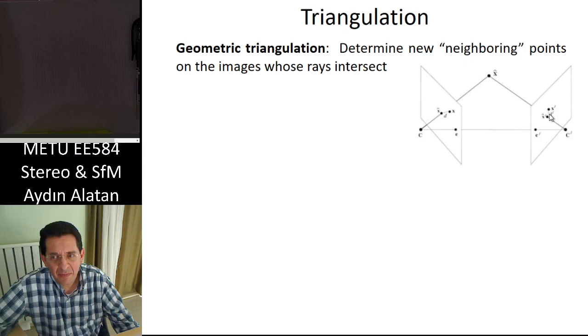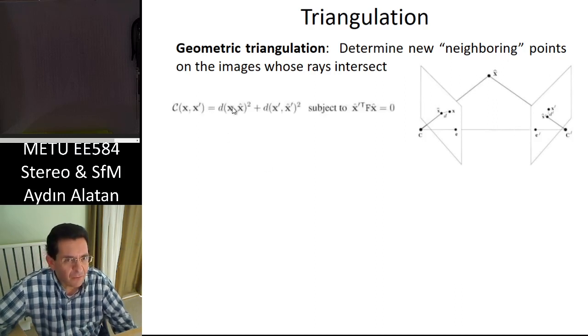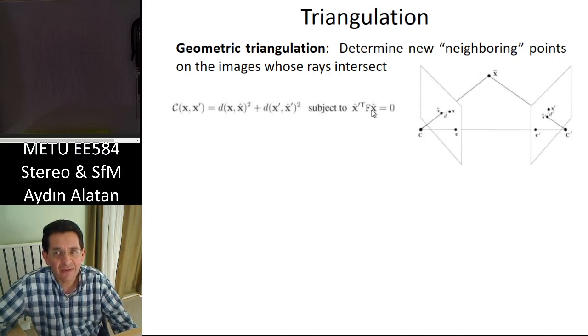Let me minimize their squared sum, for example, such that I can find these new points x cap and x cap prime, which exactly satisfy the epipolar constraint. Therefore, I'm writing a cost function. This cost function is between the measurements and the unknown points. But these two unknown points exactly satisfy the epipolar constraint of F.